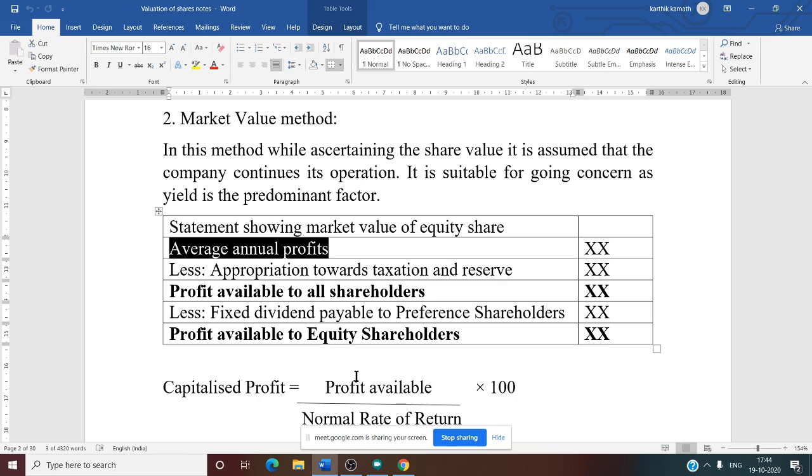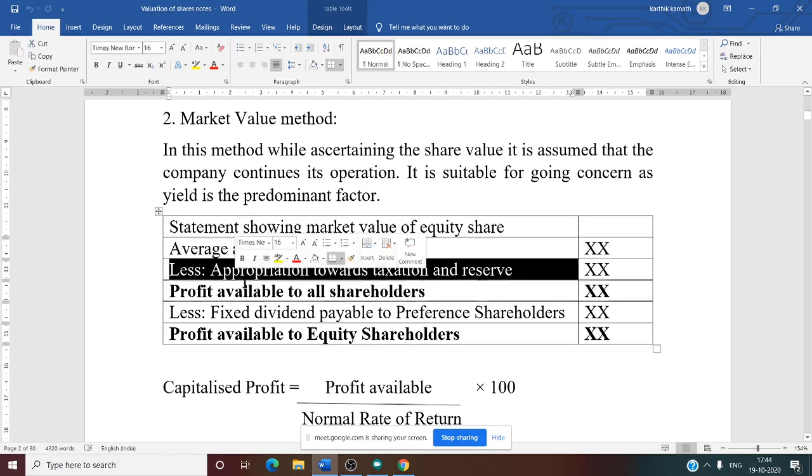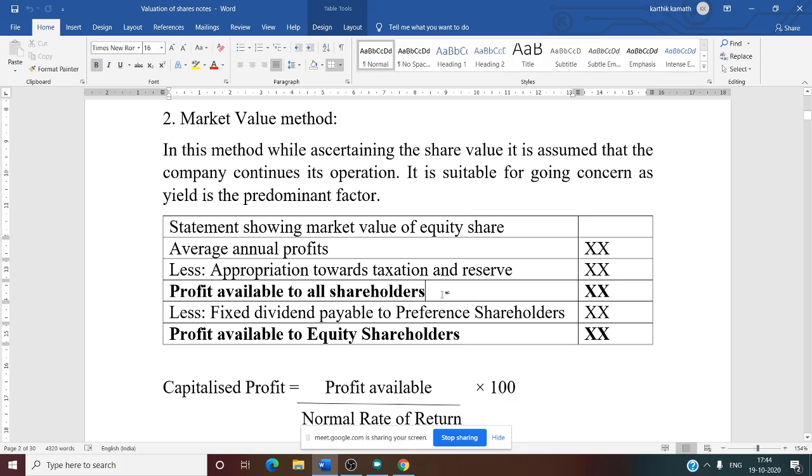20,000, 30,000, 20,000, 30,000. So 4-year profit is given. That is 20 plus 30, 50. Again 30 plus 20, 50. So 1 lakh. 1 lakh divided by 4, your average annual profit will be 25,000. Then appropriation for tax you need to deduct. Then appropriation for reserve you need to deduct. Then you will get profit available to all shareholders.